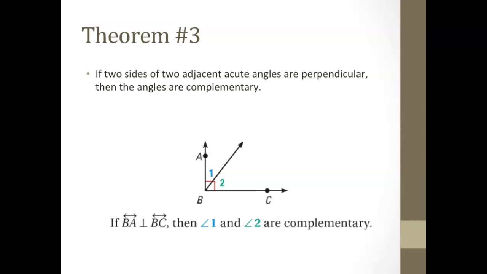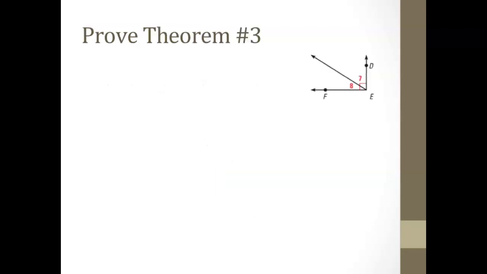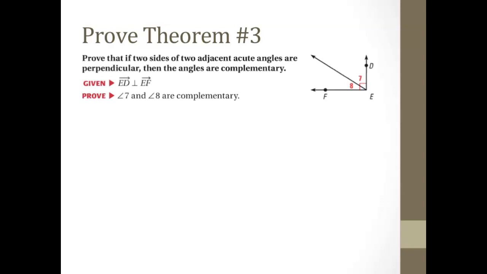Now, with theorems, you do actually have to prove them to be true. We're not going to be going through every single proof for every single theorem, but every now and then we'll take a look at some of these proofs. So we'll look at the proof for this theorem. Okay, so let's say we're looking at this diagram here, and we're given that ED is perpendicular to EF. And we need to prove that angle 7 and angle 8 are complementary. How do we do that?